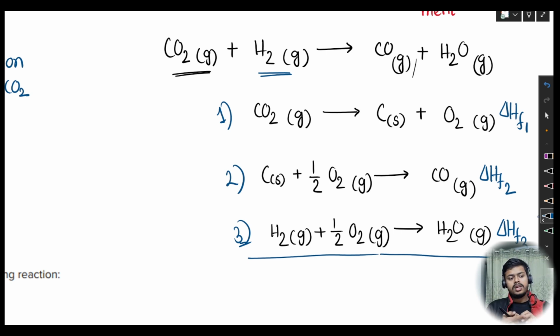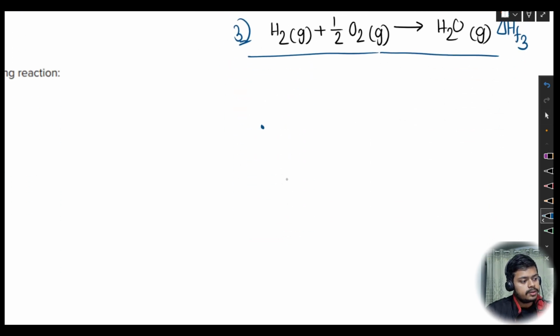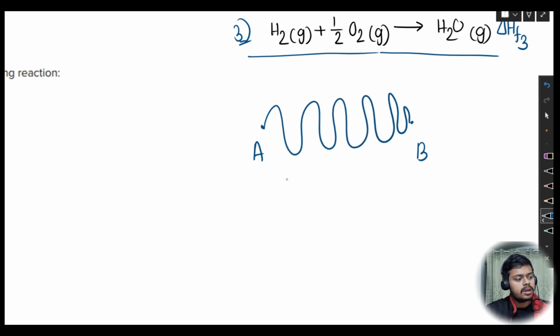Now let me tell you a very important characteristic of enthalpy. Enthalpy is a state function. It doesn't depend upon the path you take to get from your initial state to your final state. If I wanted to go from point A to point B, and it was a state function, it wouldn't depend on which path I take, whether a straight path, a circular path, or a semicircular path.